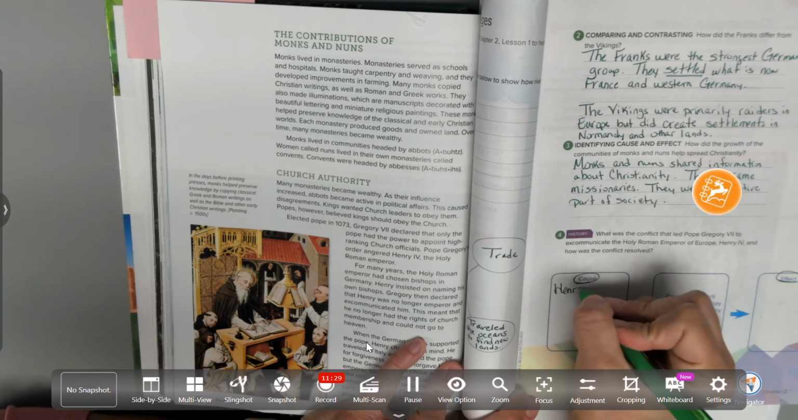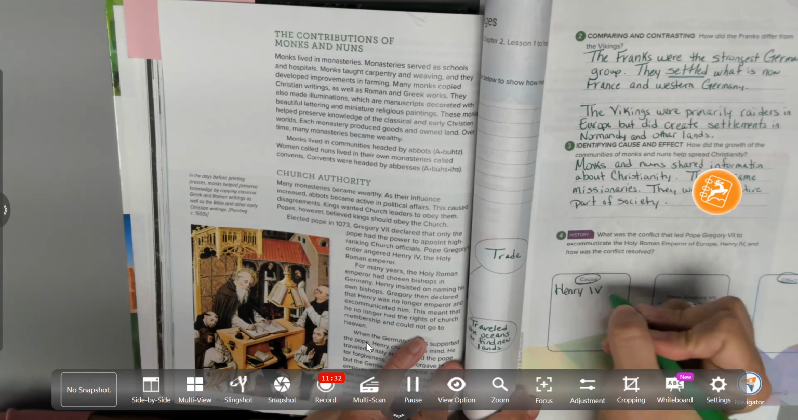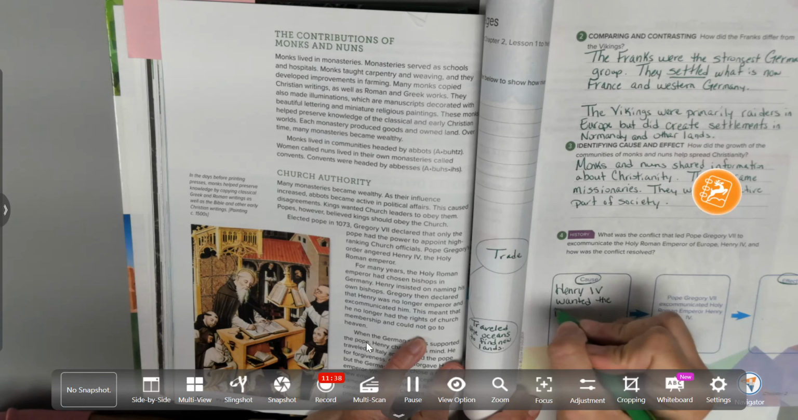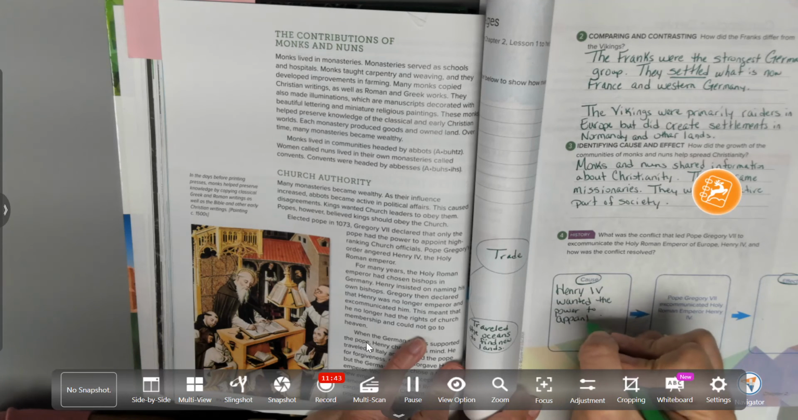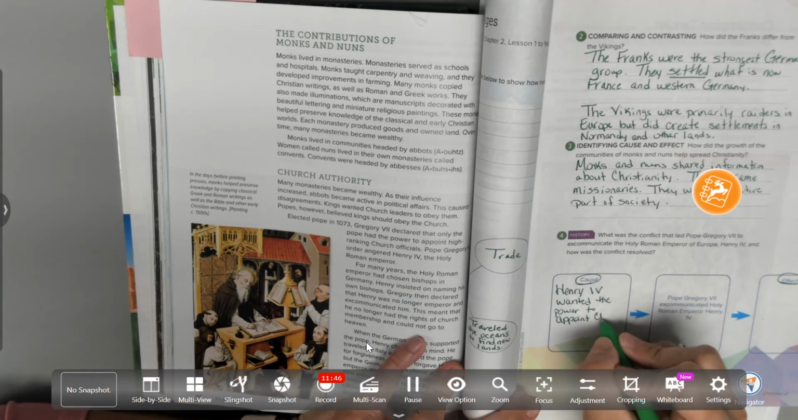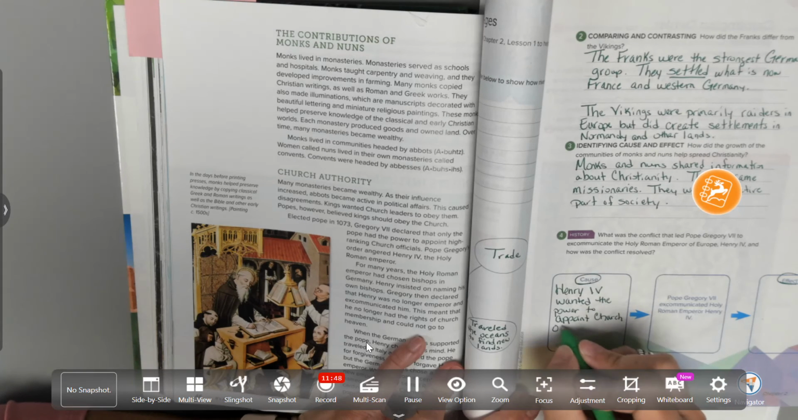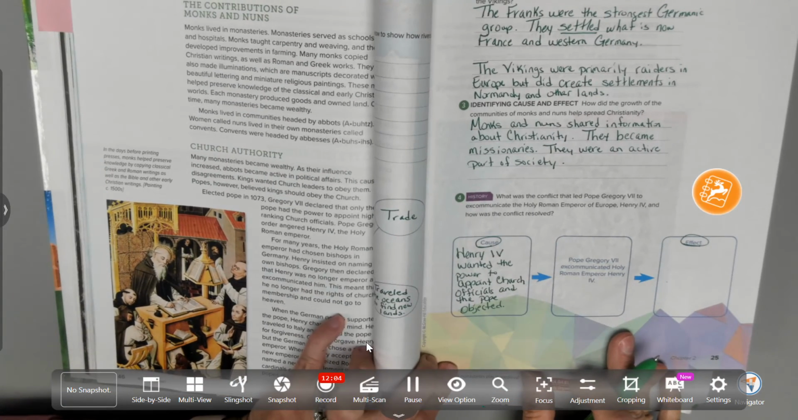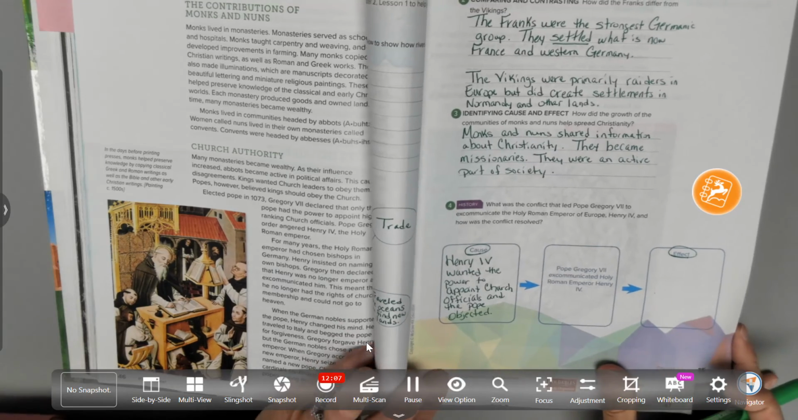Henry IV wanted the power to appoint church officials, and the Pope objected. So because of that, Pope Gregory VII excommunicated the Holy Roman Emperor Henry IV.